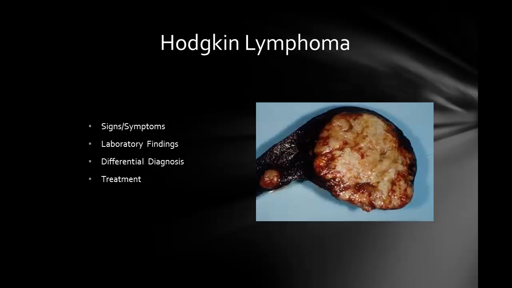Laboratory findings. This would be the same as what you see in a non-Hodgkin's, but it does have the presence of the Reed-Sternberg cell that's derived from the B lymphocyte when you do a gram stain. Diagnosis for a Hodgkin's lymphoma is again confirmed by biopsy. Differential diagnosis would again be the same as a non-Hodgkin lymphoma, and the treatment for this disease would typically be chemotherapy.